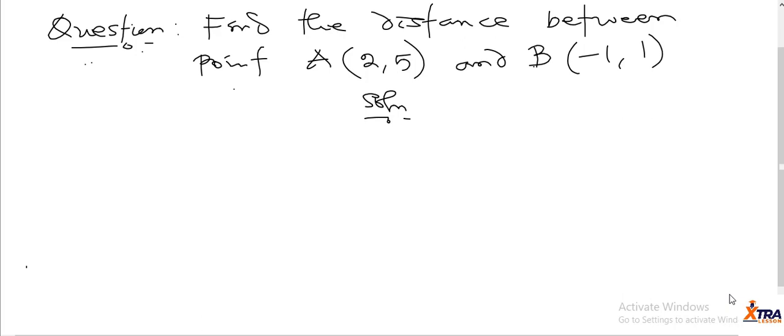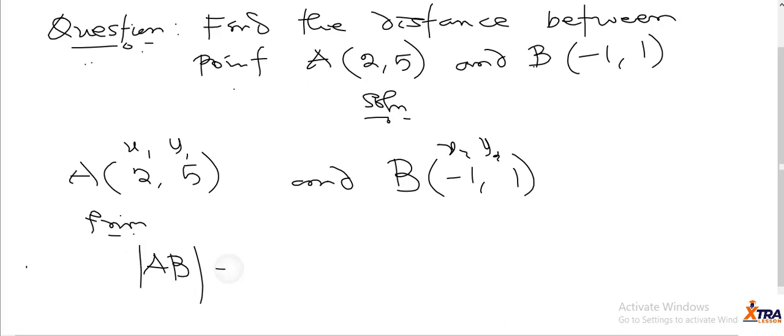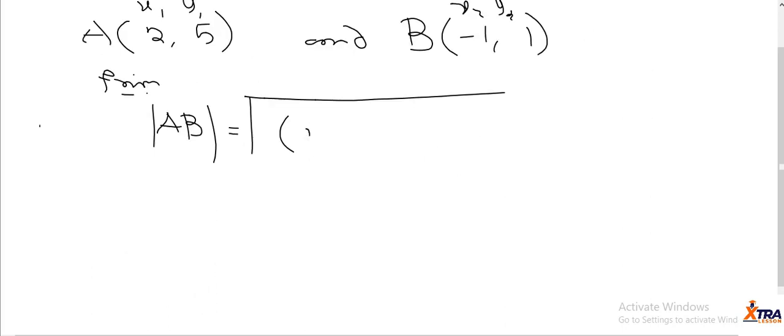So in this class now, we have coordinates A (2, 5), which is x1, y1, and B (-1, 1), which is x2, y2. So we know from our formula that the distance between 2 points, AB, equals the square root of (x2 minus x1) squared plus (y2 minus y1) squared.